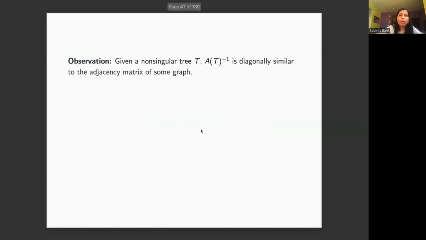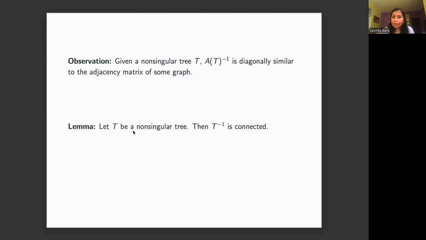Now, this is the first observation that we got: if you take a non-singular tree, then A_T inverse is diagonally similar to the adjacency matrix of some graph. It's a signature similar to a non-negative matrix, and not only that, it becomes a 0, 1 matrix. So it's the adjacency matrix of some graph. This happens for any non-singular tree: A_T inverse gives you the adjacency matrix of some graph. So the inverse exists in that case.